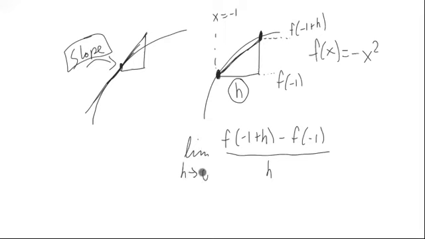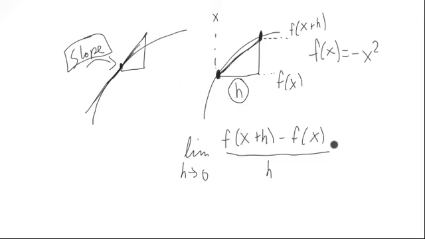Then if we wanted this to be general, so we didn't want to just pick x equals -1, but just let x be arbitrary, we could just let that be x. Let this be f of x, and let this right here be f of x plus h. Okay, and then we go ahead and we compute this limit, which is the slope.